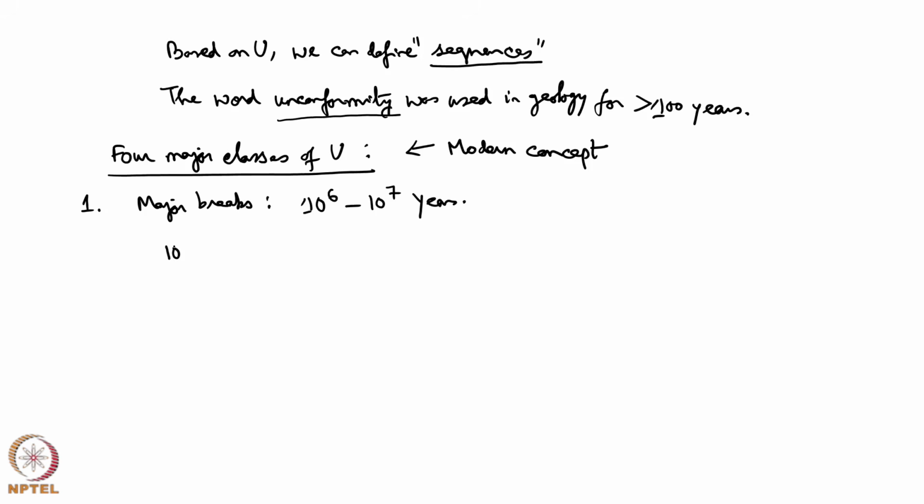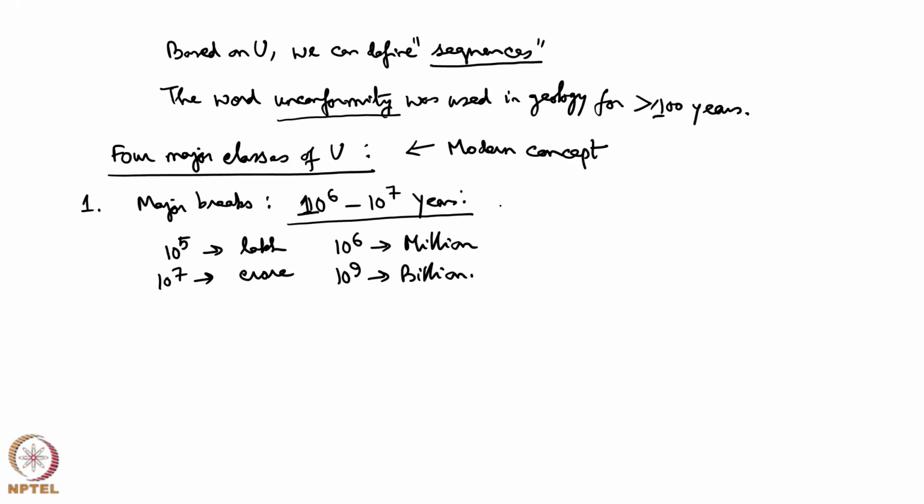Just to recollect, 10 to the power 5 is lakh, 10 to the power 7 is crore, 10 to the power 6 is million, and 10 to the power 9 is billion. So, when I say major break of 10 to the power 6 to 10 to the power 7 years, this means that 1 to 10 million years. Now, what can be the reason of such unconformities being produced?